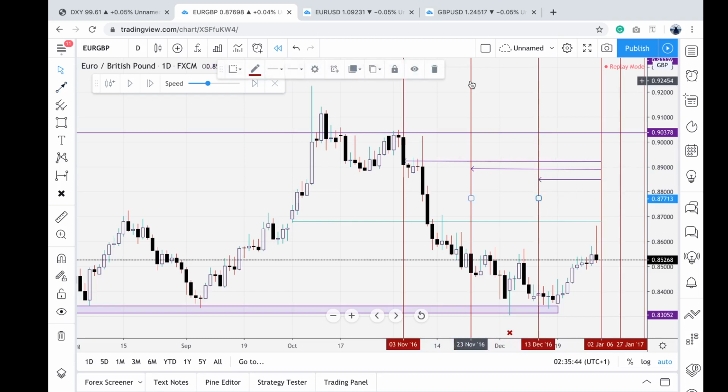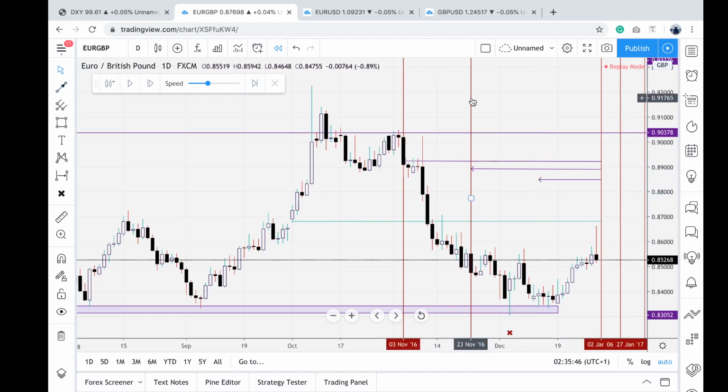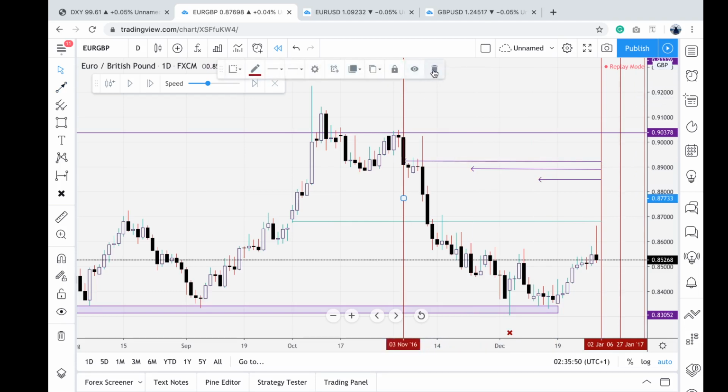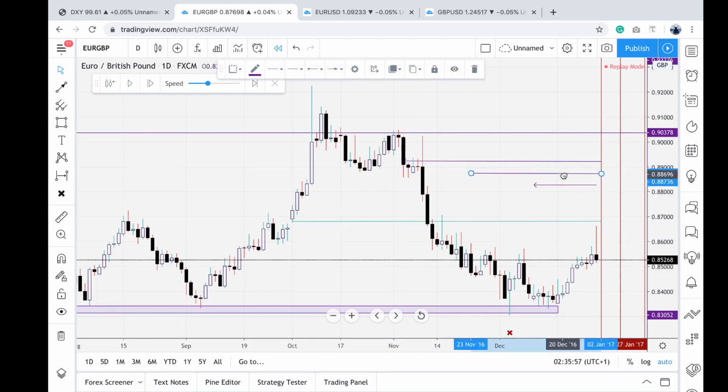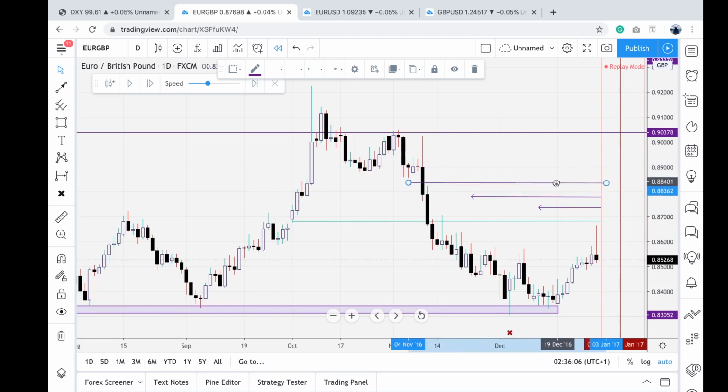Then we delete this, delete this, delete. So we have 3 levels to reference in terms of IPDA, which is the 20, 40, and 60-day. So now the next question is, where is our 20-day reference point? Where is our 40-day reference point? Where is our 60-day reference point?